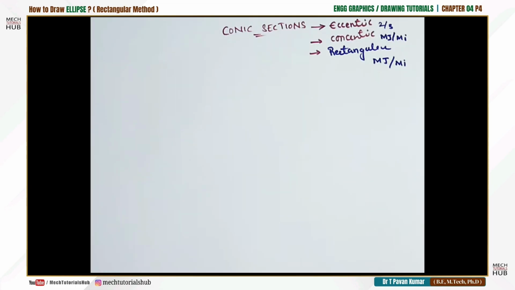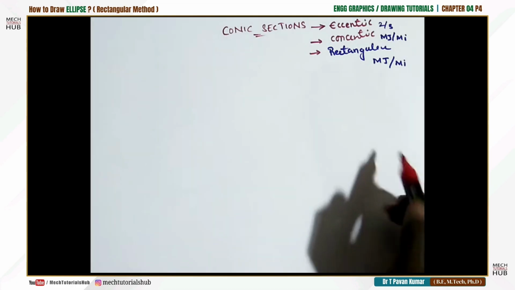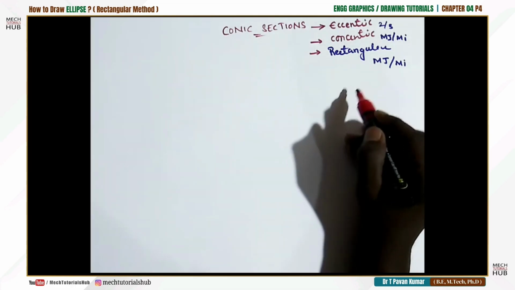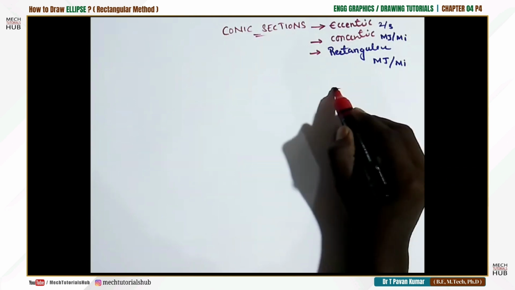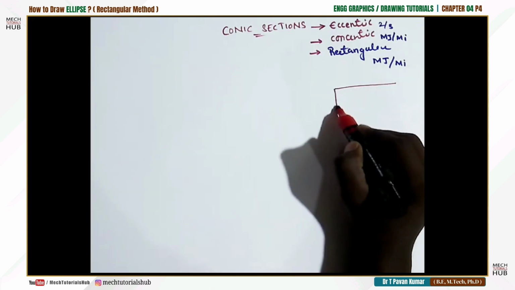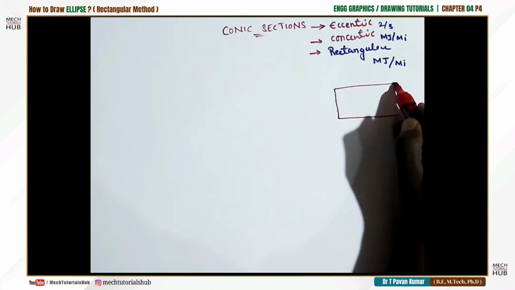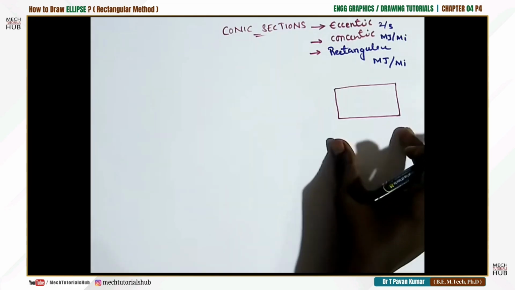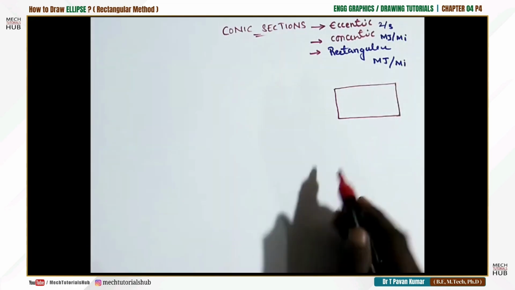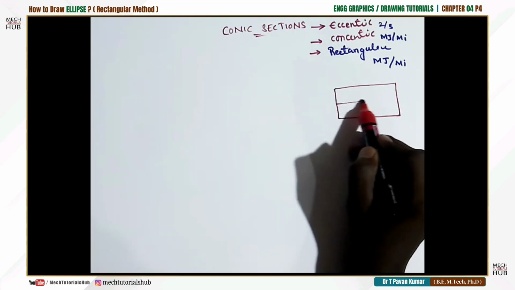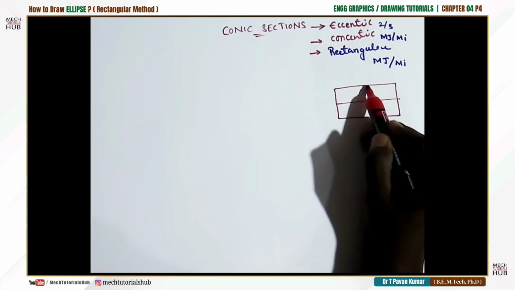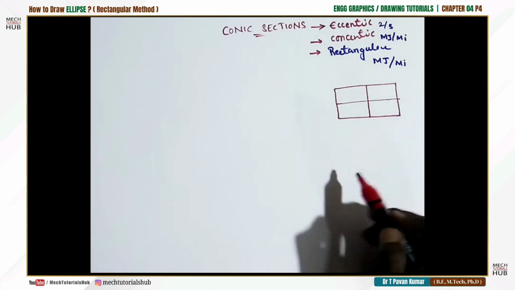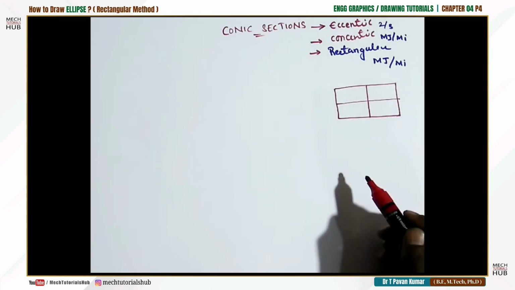Fine. Now if that is the case, how to draw the rectangular method? The name itself indicates. I'll give you a rough sketch. The rectangular method is going to be something like this. We need to construct a rectangle by using major and minor axis. This acts as major, this acts as minor. Try to divide horizontally into 2 parts, vertically also into 2 parts. Divide the rectangle into 4 different equal segments.